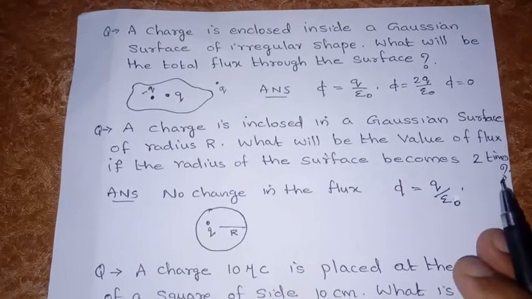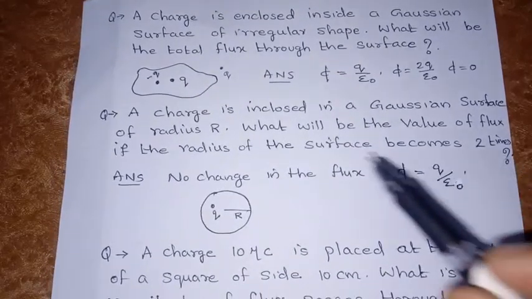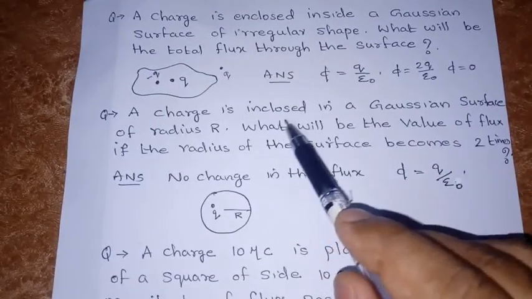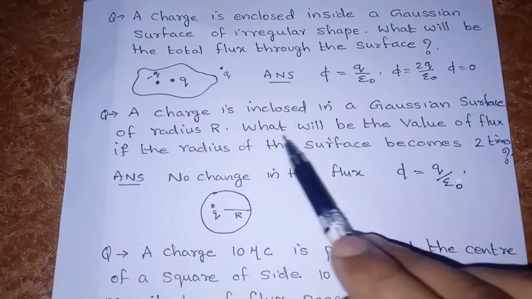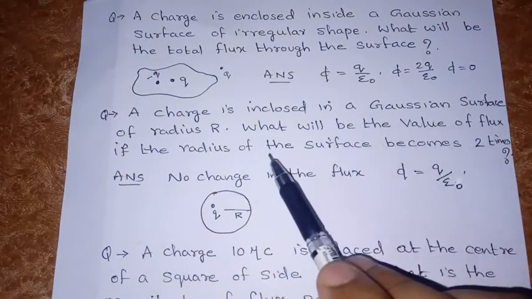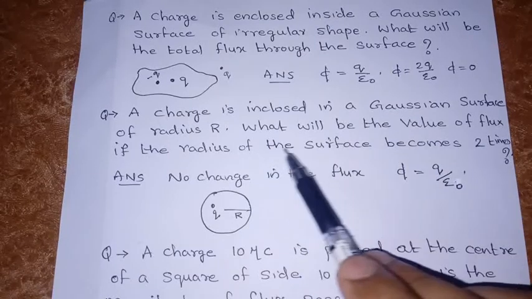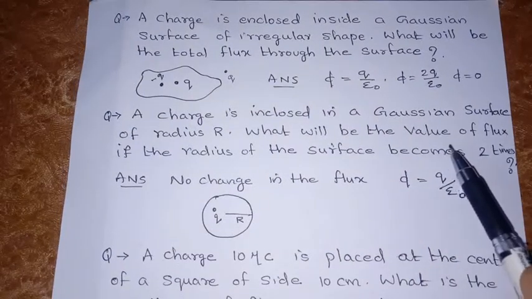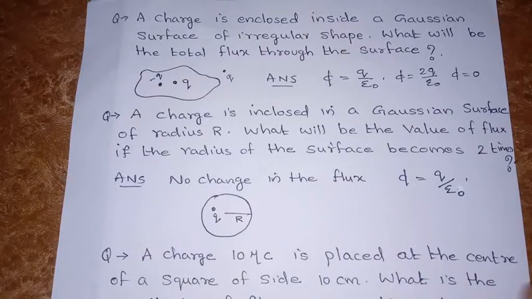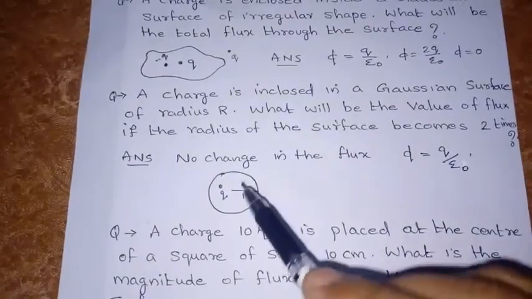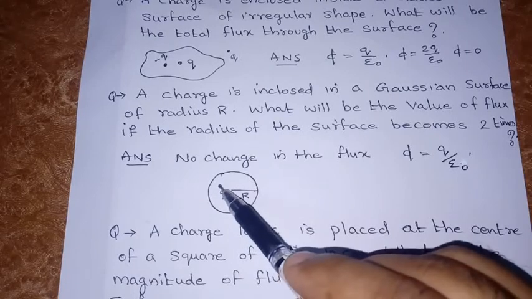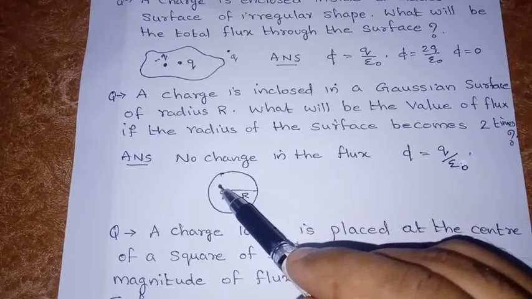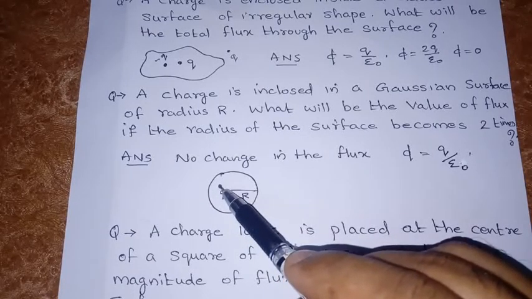Question number 2, you can read like this. A charge is enclosed in a Gaussian surface of radius r. What will be the value of the flux if the radius of the surface becomes 2 times? So you can see there is a Gaussian surface, radius r, a charge is enclosed, and the question is, if I am doubling the value of the radius, what will be the flux?